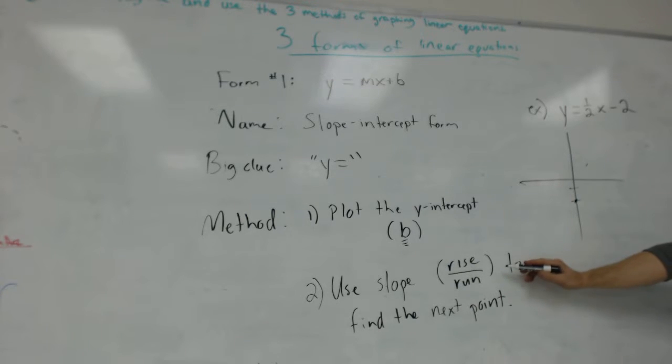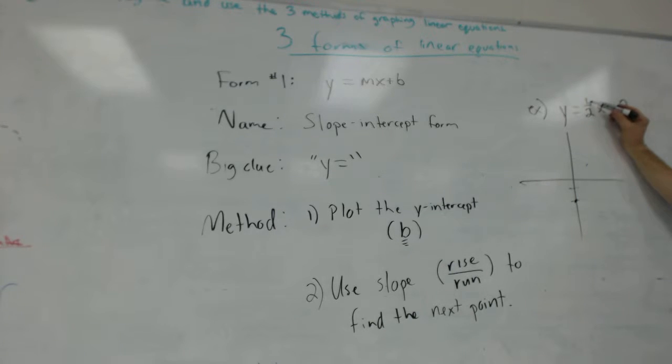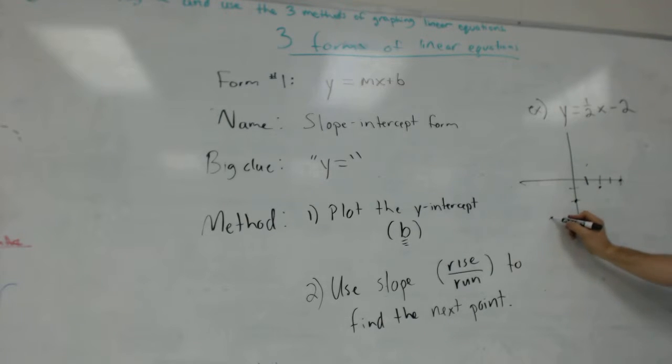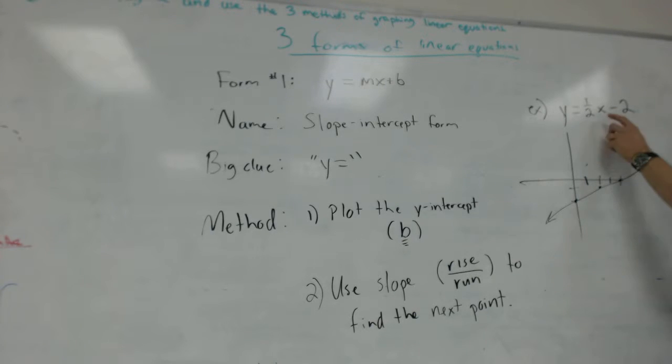Step two, use the slope to find the next point. Okay, my slope is 1/2. So I'm going to go up how many and over how many? Up 1, over 2. Put a point there. And then let's do it again so we get a better line. That's slope-intercept form. Slope, intercept.